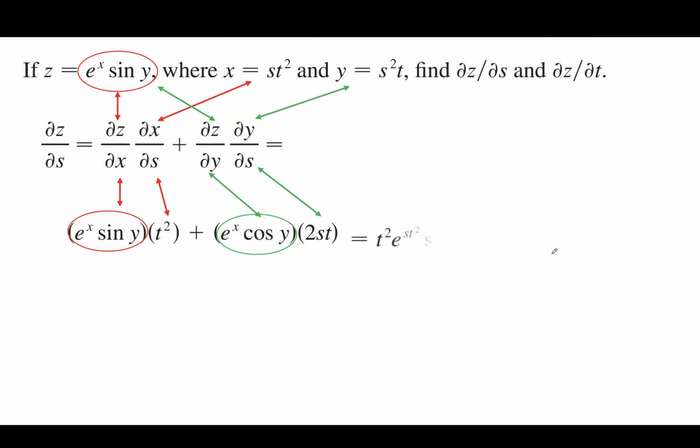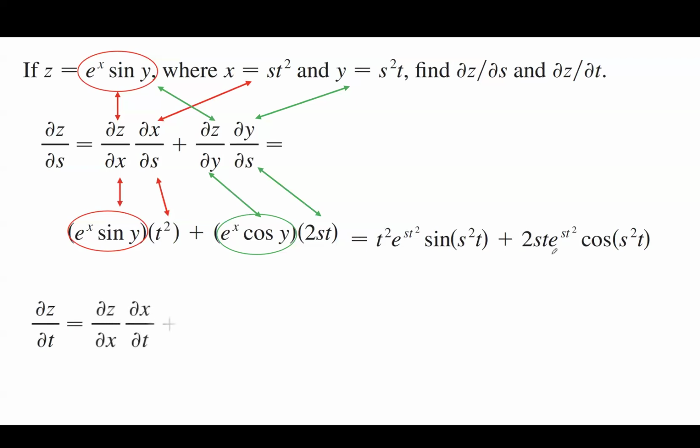So with the same argument, we're going to find the partial derivative of z with respect to t as well, which is the partial derivative of z with respect to x, the exact same quantity, times the partial derivative of x with respect to t, now taking the derivative of st squared with respect to t, plus the partial derivative of z with respect to y, which is the same as e to the x cosine y, but now we are taking the partial derivative of y with respect to t, which is the partial derivative of s squared t with respect to t.